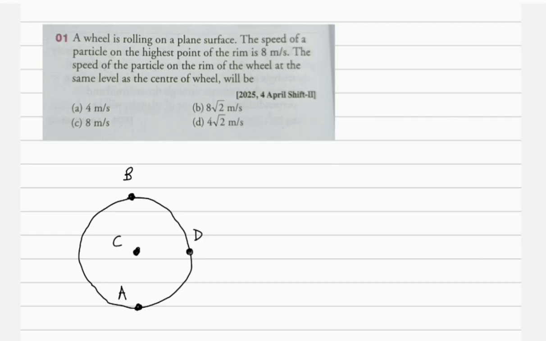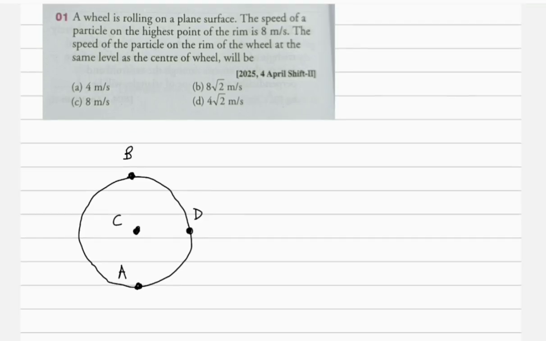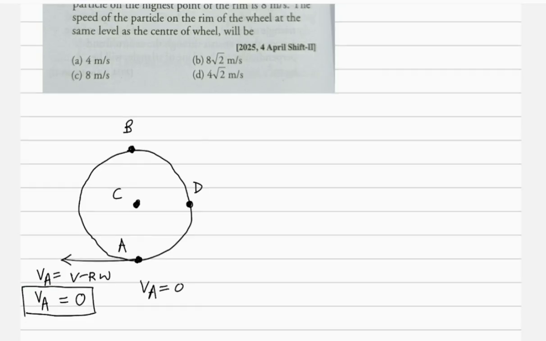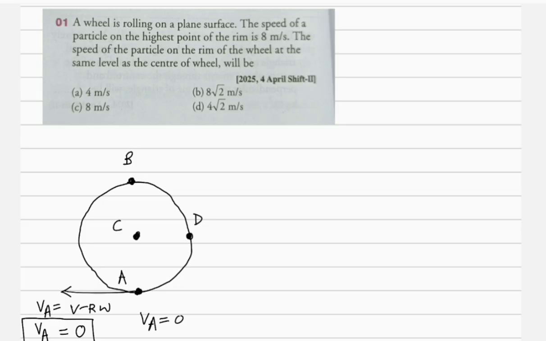So can I say velocity at A will be 0, because velocity of center of mass is towards right while r omega is towards left. So net velocity will be v minus r omega at point A. All of you agree with this? But for pure rolling motion, as per the data, the value of v and the value of r omega will be the same only. So v minus v will give you 0, right? So velocity at point A, that is the lowest point, is 0.